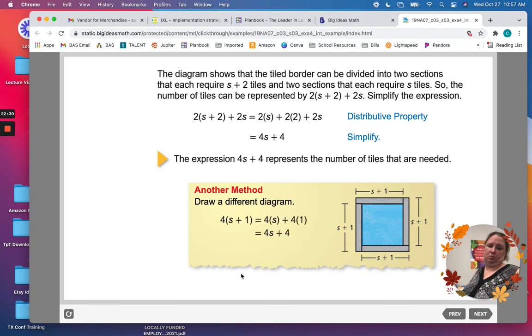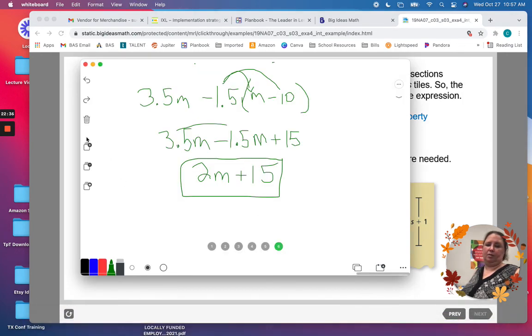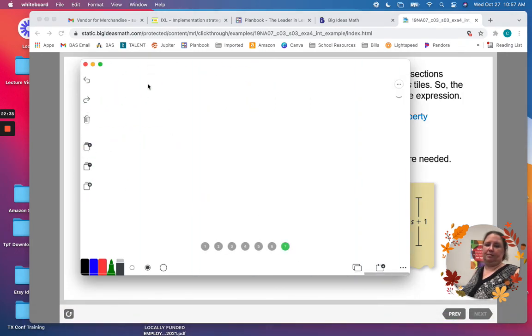Another method. It's just showing you can get the same answer. Okay, let me write it down one more time for you guys. So we had 2 of the S plus 2s. That makes sense? Yes. Okay, plus 2 just S's. Right? Yes. Okay, so we're distributing.